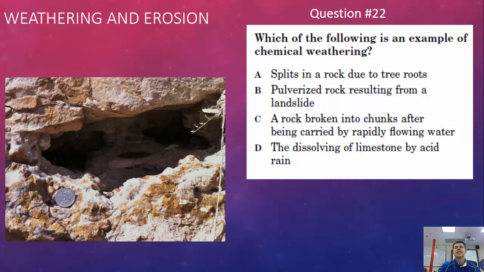Alright, which of the following is an example of chemical weathering? Once again, chemical weathering is an actual chemical change to the rock, such as an acid and a base reacting. And the best example of that here in Virginia is the dissolving of limestone by acid rain. And that gives us all those beautiful caves and caverns and lots of other geologic features, such as the Valley and the Ridge Province in Virginia. So the answer is D, the dissolving of limestone by acid rain.